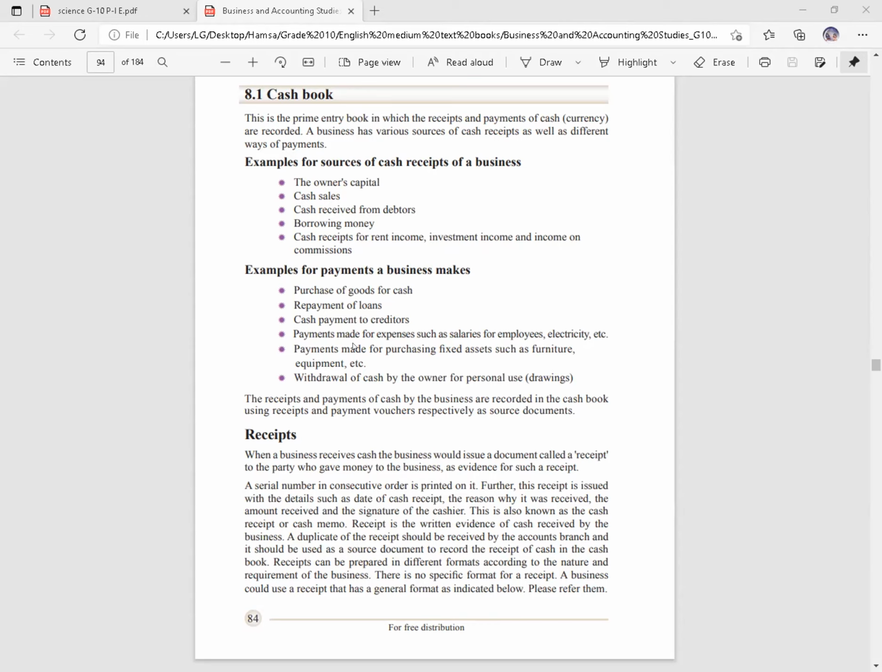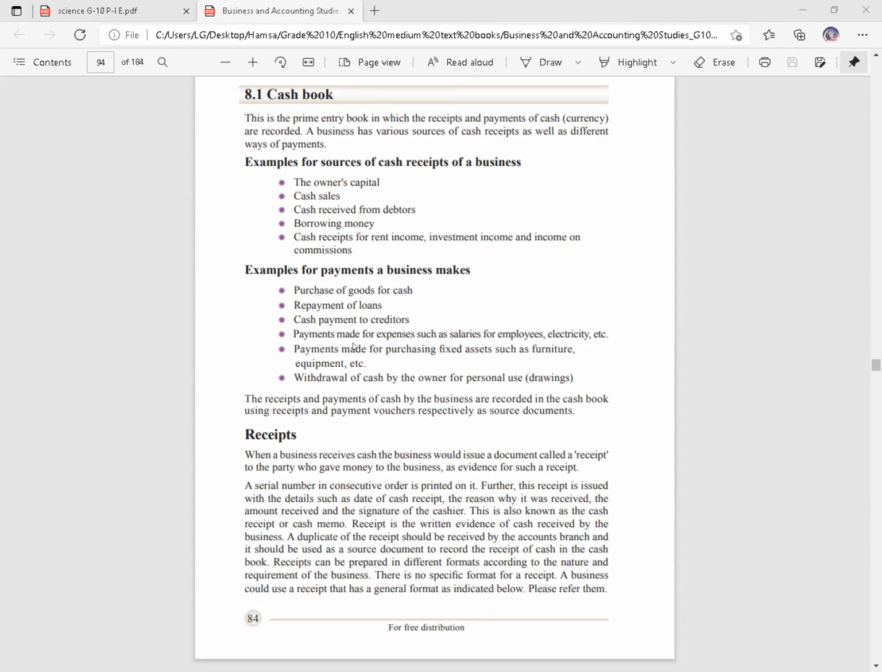sales, loan. Yeah, through sales you will get some kind of income, no? So cash sales will be a cash receipt of a business. And when the debtors pay you, that will be a cash receipt. Borrowing money, if you borrow money from your friend or from someone, you will get cash into the business, right? Cash is coming inside the business. So that is borrowing money or getting a bank loan. Yes, as you told, getting a bank loan is also a cash receipt.